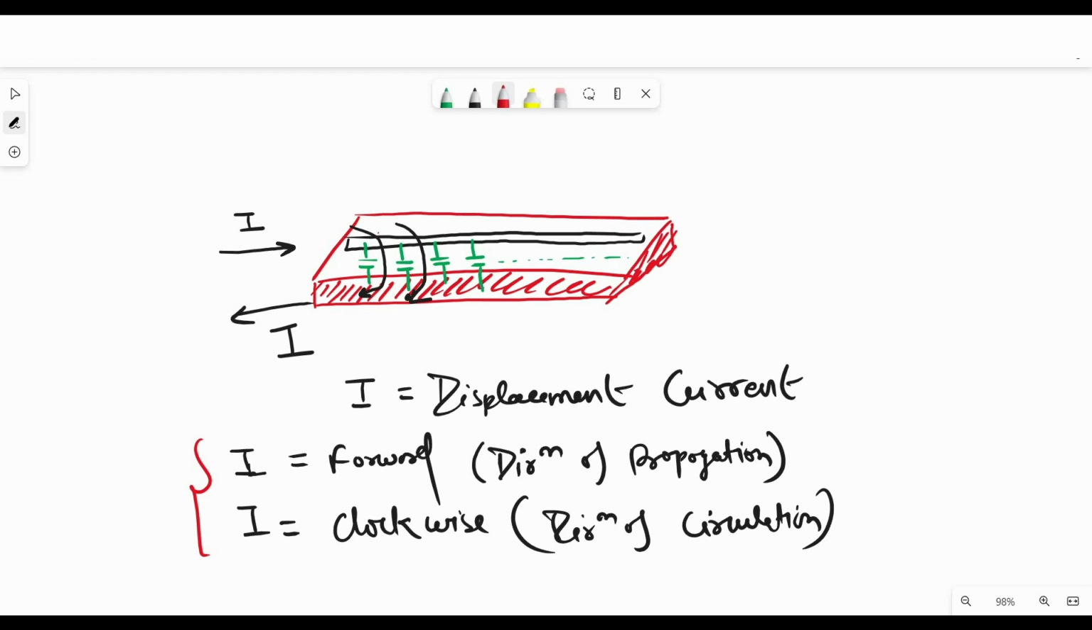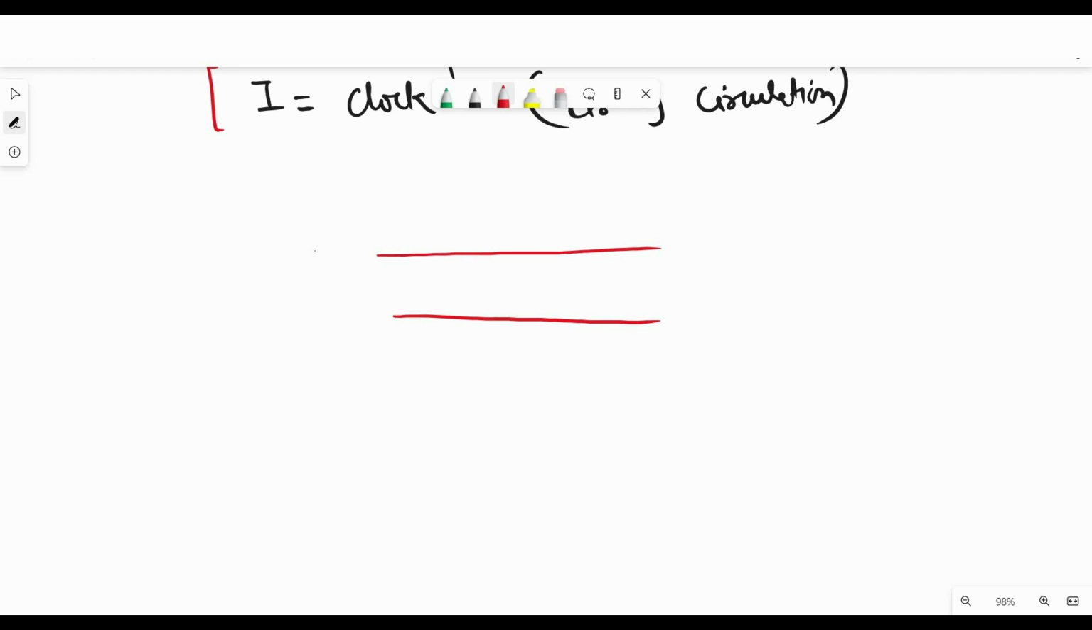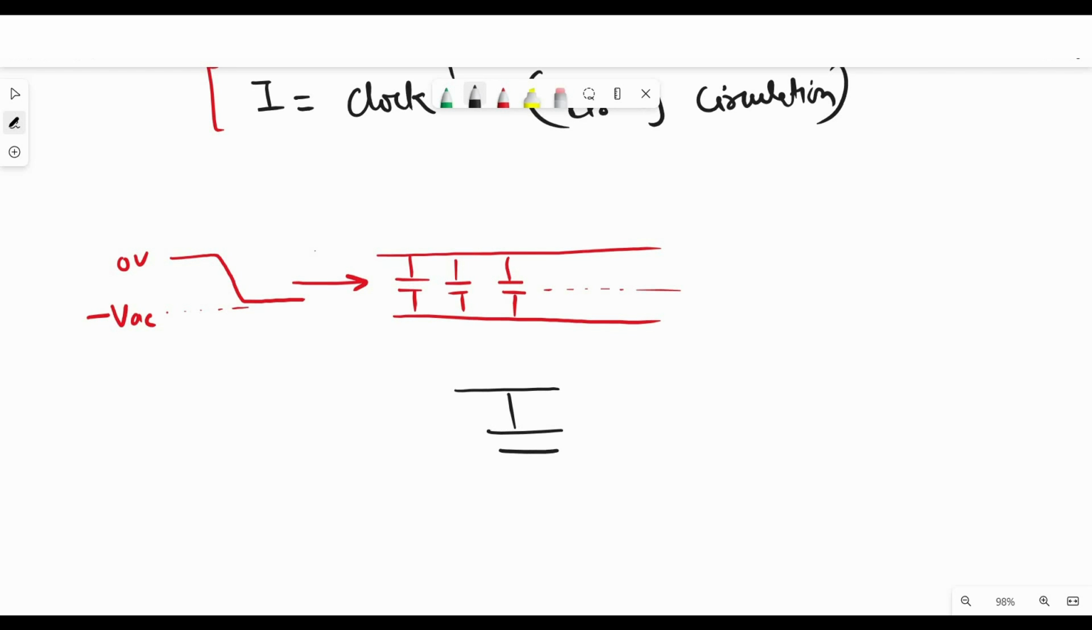Let's see an example where the direction of circulation will be anti-clockwise. First, draw a transmission line, but this time we'll give a negative VDC voltage. Let's look at a single capacitor. Due to the minus VDC transition, negative charge will accumulate on the first plate and positive on the second plate. Electrons will flow downwards. Due to the opposite electron flow, the direction of circulation will be anticlockwise.